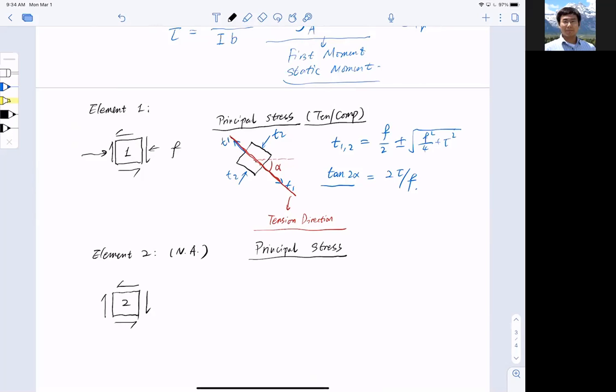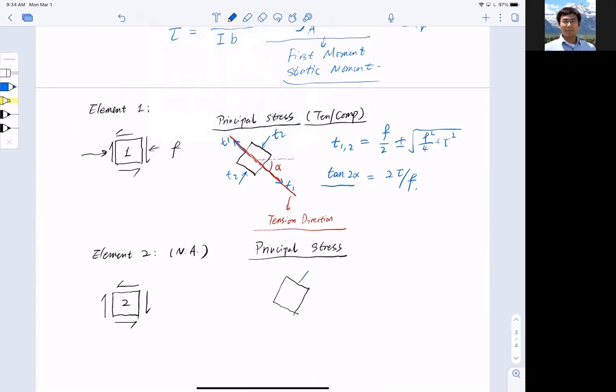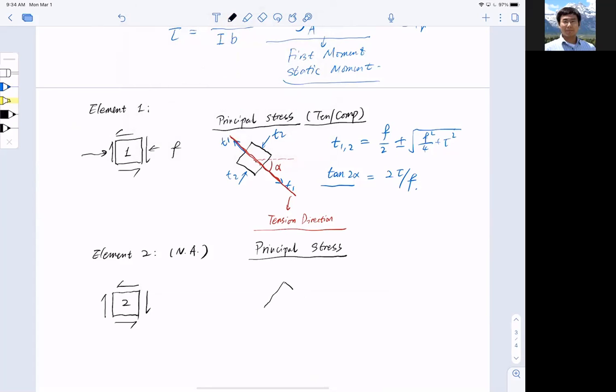It turns out that for pure shear, I can rotate it to 45 degrees. And this is actually not 45, forgive me for my horrible drawing. Let me get it straight. If it's 45 degrees, it looks like a diamond. I have blue for compression and tension. That is the principal stress.